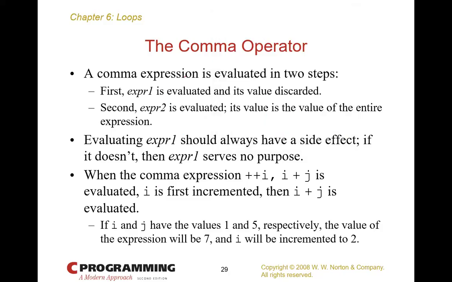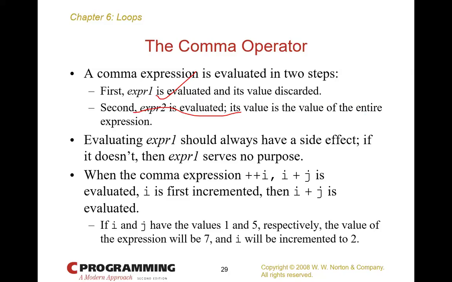A comma expression is evaluated in two steps. Expression one is evaluated and its value is thrown away. We don't need the value of expression one. I already told you that we only want to assign the value to expression one and then we forget about it. Expression two is evaluated. Its value is the value of the entire expression. So what is the value of the entire expression?